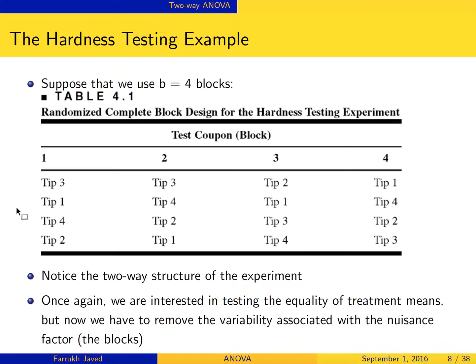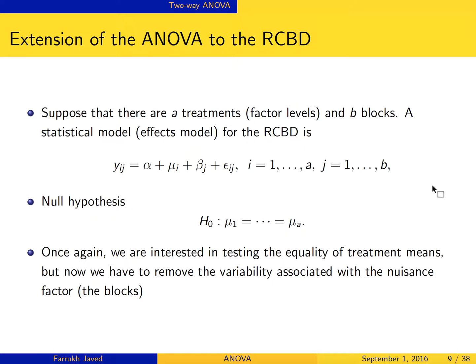Now notice here the two-way structure, like dependence among the tips and also among the test coupons as well. So once again, we are interested in testing the equality of treatment means, but now we have to remove the variability associated with the blocks, right? That is the variability we need to eliminate. So this is the design.